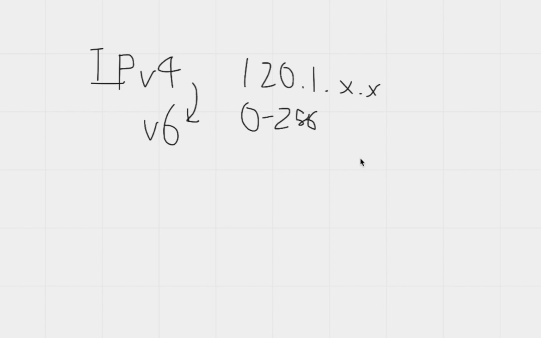And in the 1990s, they were starting to think that we were going to run out of IP addresses. And that can't happen because every device has to have a unique identification for the internet to function properly.